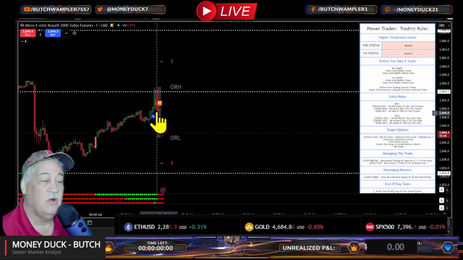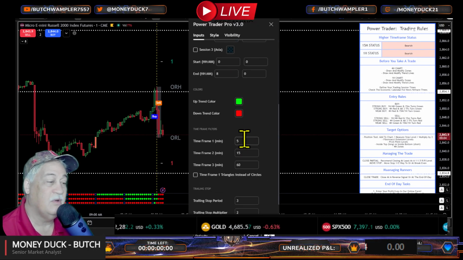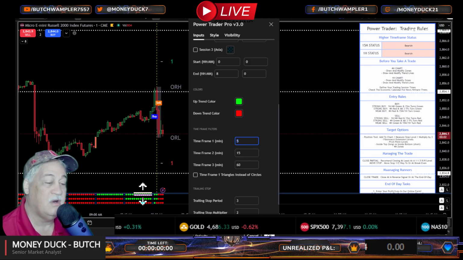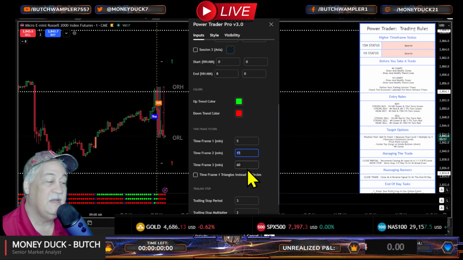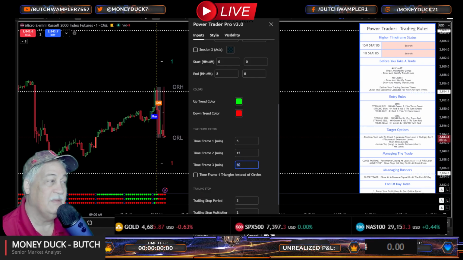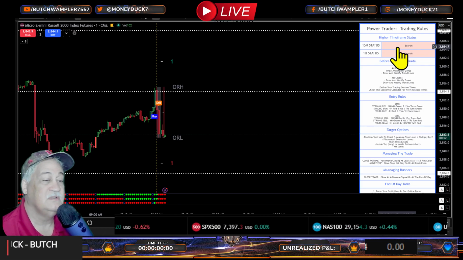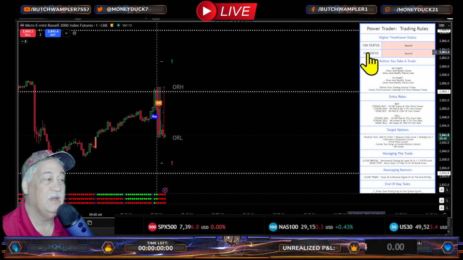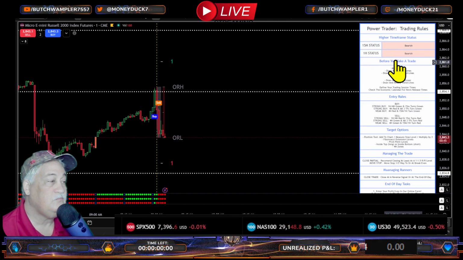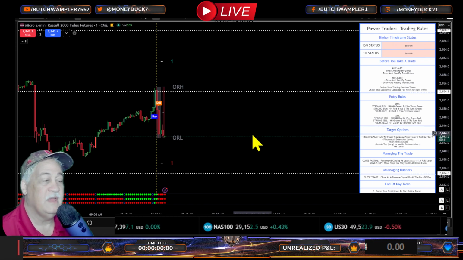Down below on the bottom of the chart, I have the Power Trader Pro indicator set up. The top bar here is a 5 minute, the middle bar is a 15 minute, and the bottom bar is a 60 minute. You'll see over here on my rules that I've marked both those in red. They're both bearish right now, the 15 minute and the 1 hour. So these are the rules to the setup, and I'll go over them as we go through.